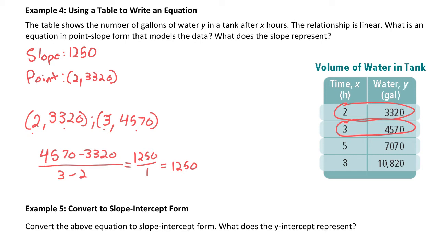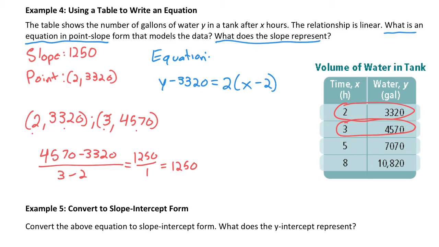Okay? So my equation, let's do the equation in blue. y minus the y value of my point equals the slope, 1250, times x minus the x value of my point, which is 2. So, an equation in point-slope form, check. What does the slope represent?